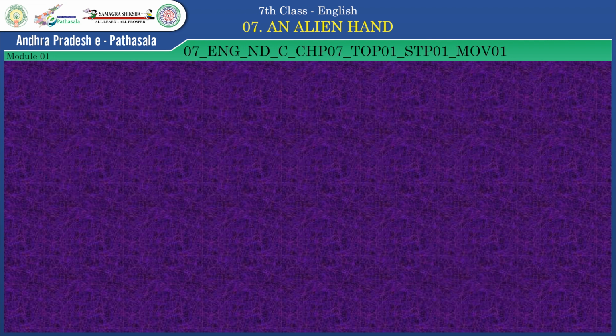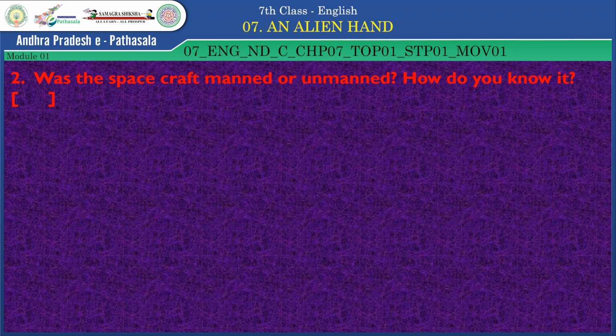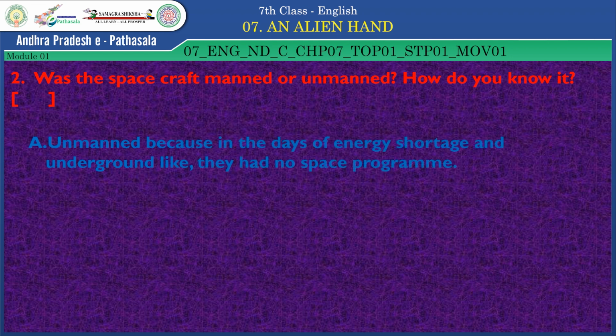Question number 2. Was the spacecraft manned or unmanned? How do you know it? Option A. Unmanned because it's the days of energy shortage and underground life; they had no space program. Option B. They may not be unmanned. Option C. They were alone. Which one is the correct answer? Can you guess?